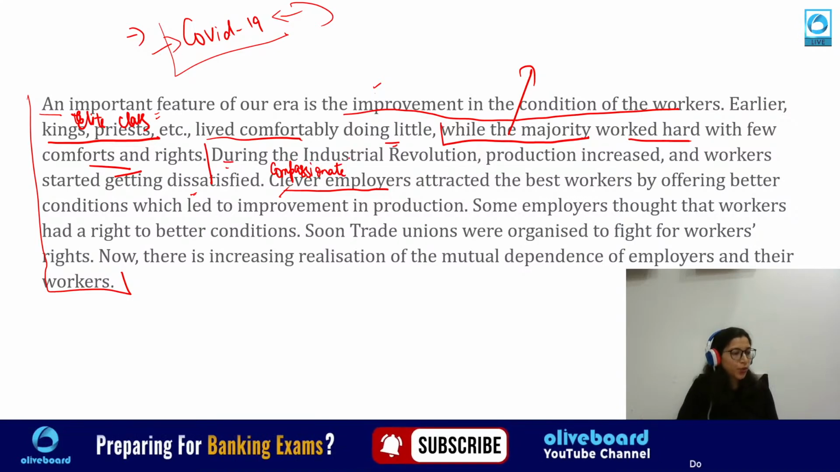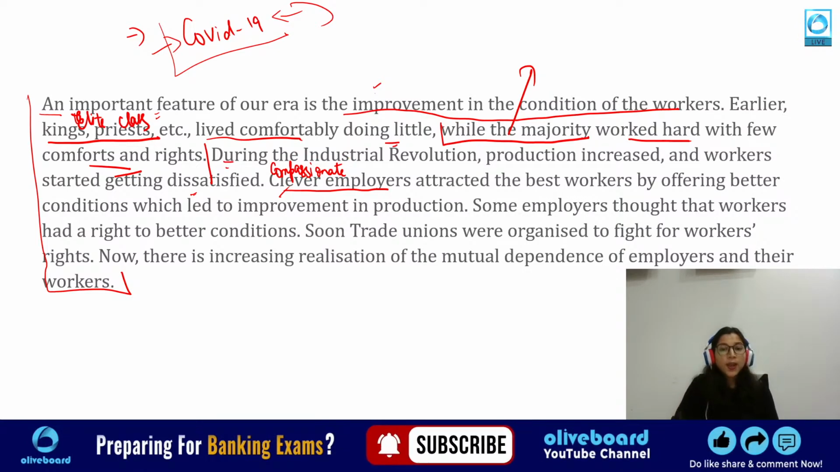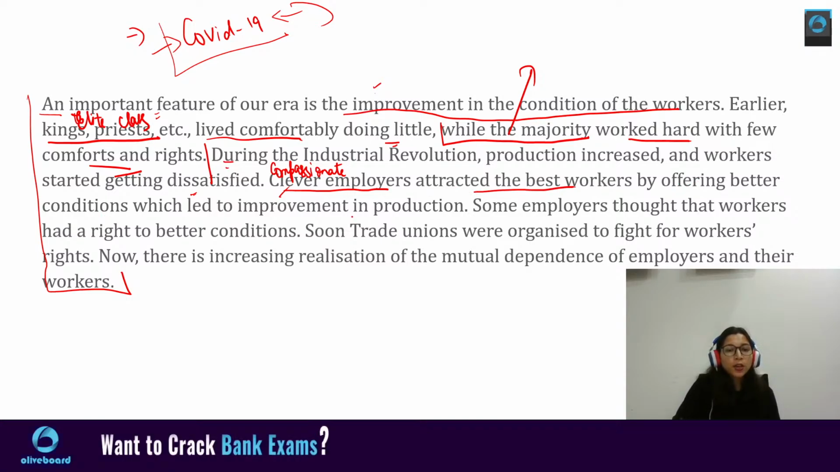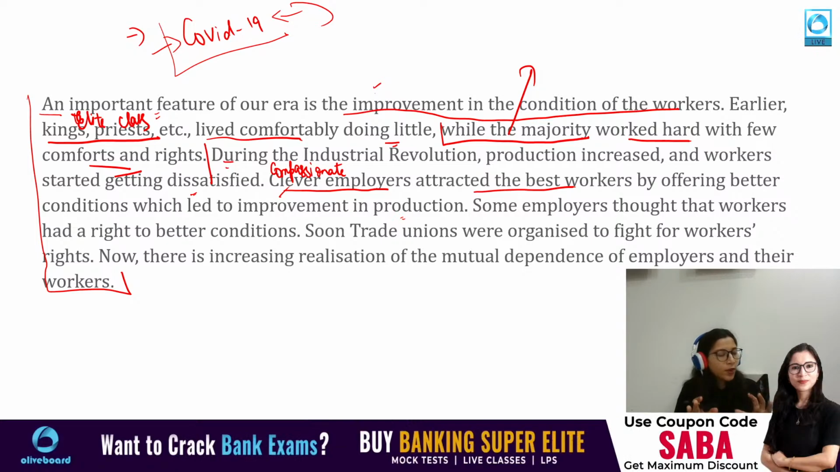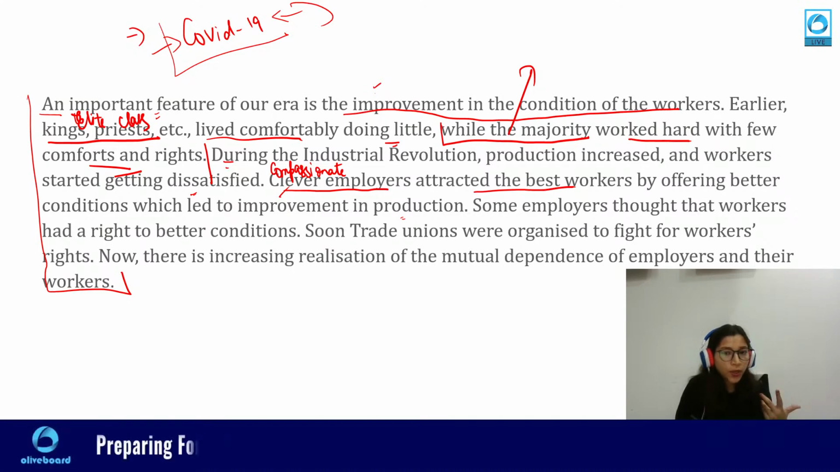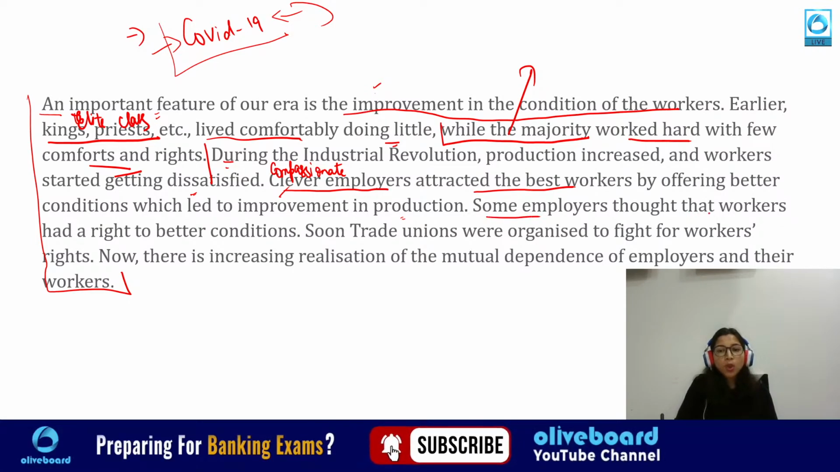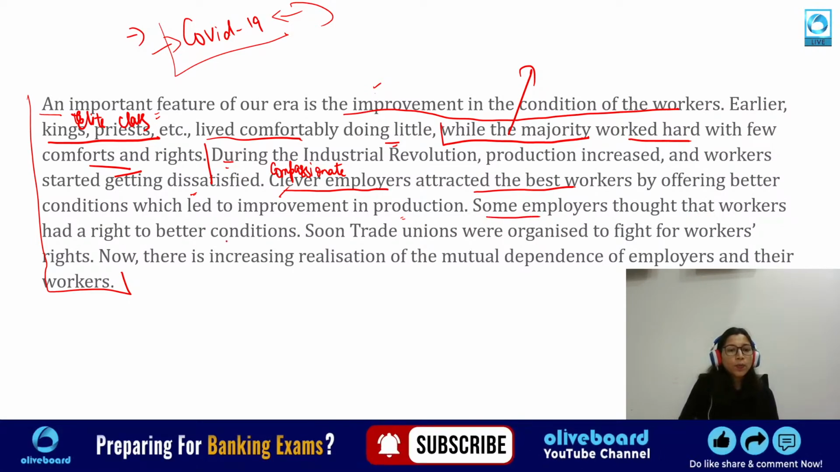intelligent also, whatever you wish you can say, but a positive word should be here. Attracted the best workers by offering better conditions which led to improvement in production. कि जो clever employers थे वो अच्छे workers को attract करने लगे by giving them best condition, best working condition. Okay. Some employers thought that workers had a right to better conditions.